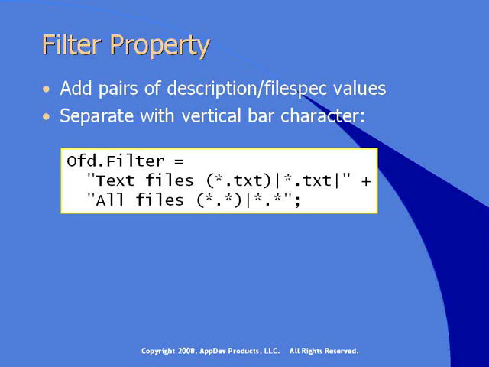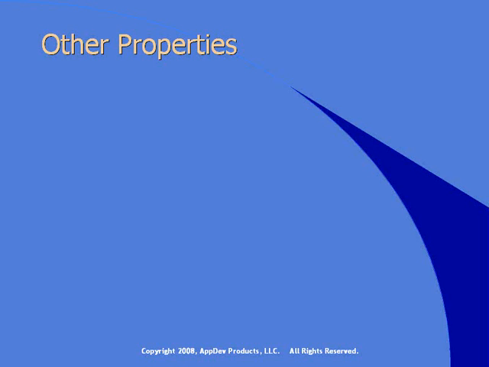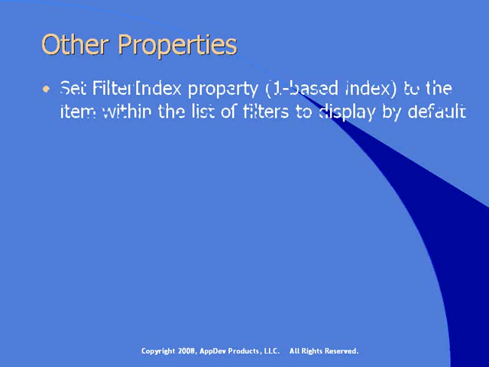Text files (*.txt), that's the description. Vertical bar, *.txt, that's the file specification you're looking for. Then All files (*.*), vertical bar, and *.*, the file specification you're looking for. We use vertical bars between each of the items in the filter. You can also set the FilterIndex property, which is a one-based index for some reason, to the item within the list of filters to display by default.